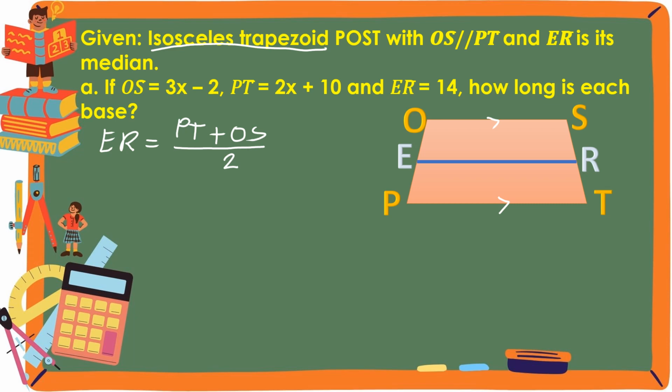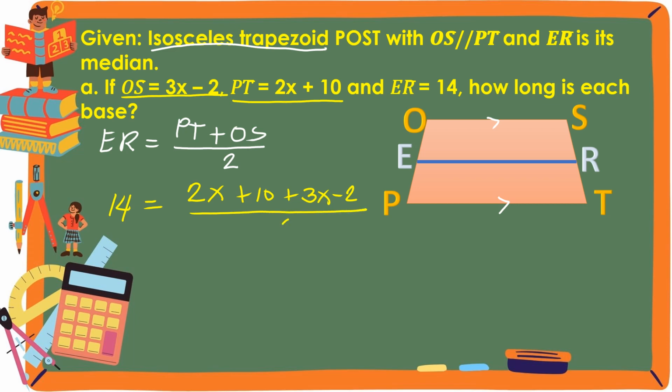How long is each base? So, yung ating mga parallel na side. So, substitute lang natin dito sa ating given. O, ang ER natin ay 14. Ang PT natin ay 2x plus 10. So, yun yun. At then, ating OS ay 3x minus 2, divided by 2. So, ang una natin gagawin, times 2 lang natin yung 14 para matanggal tong 2 sa ilalim.